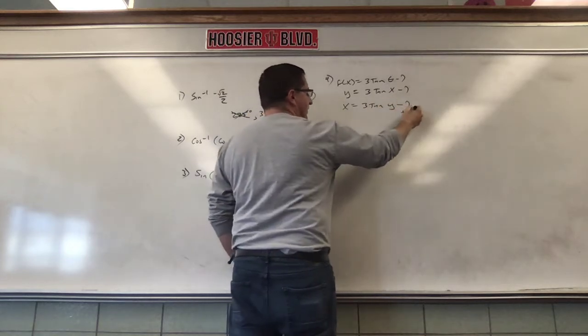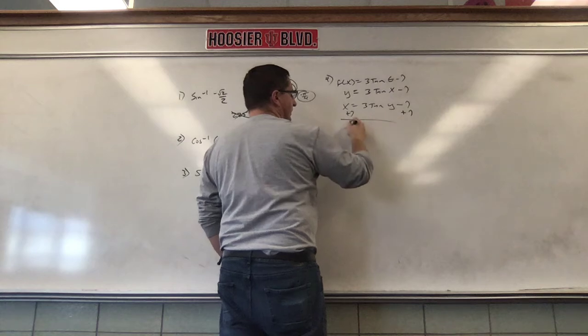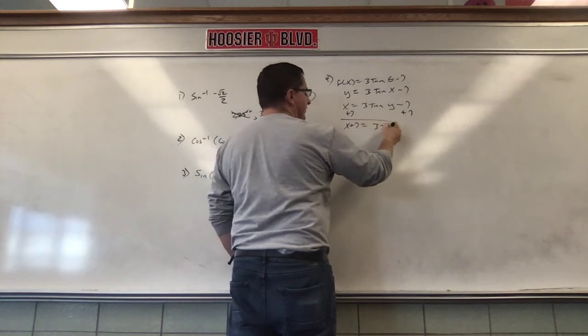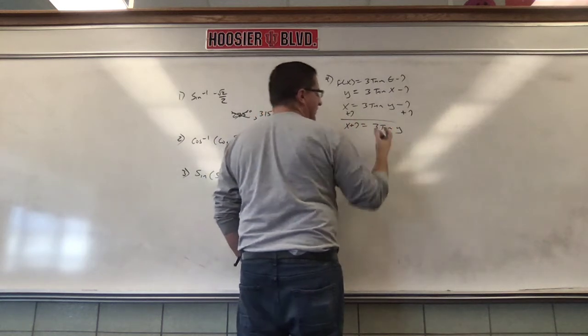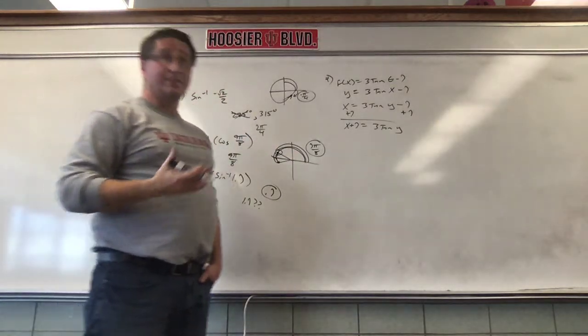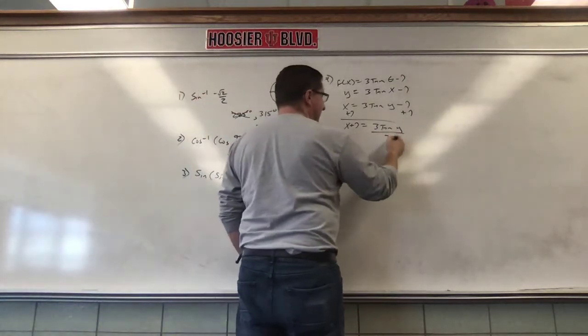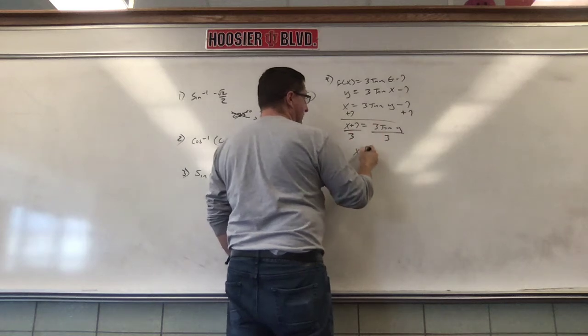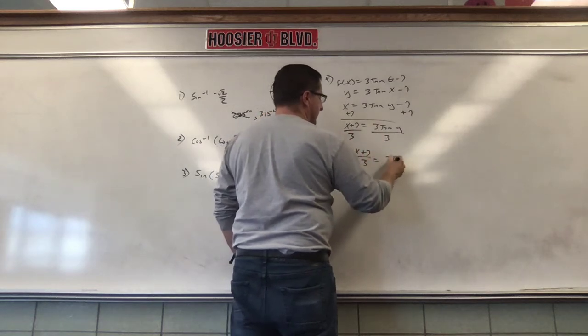So we add 7. So we have x plus 7 equals 3 tangent y. And be careful here. If you want to get y by itself, you can't divide by 3 tangent. That doesn't make sense, okay? You divide by 3. Dividing by 3 tangent doesn't make sense. So we have x plus 7 over 3 equals the tangent of y.